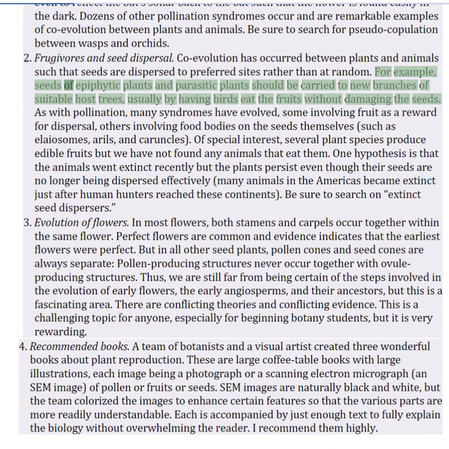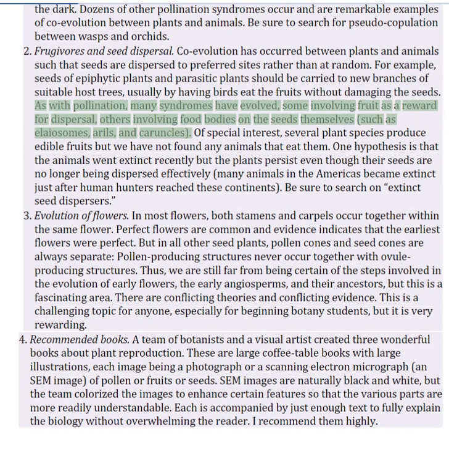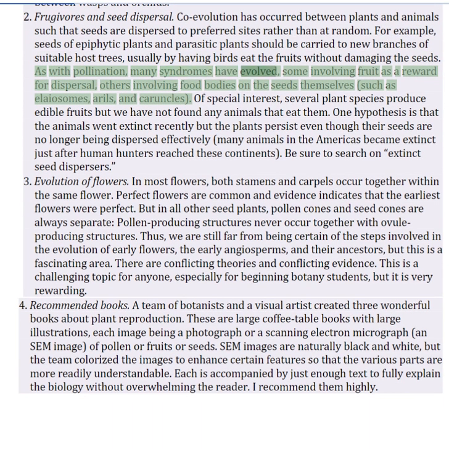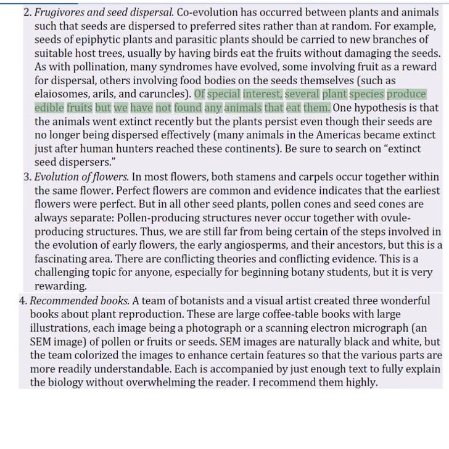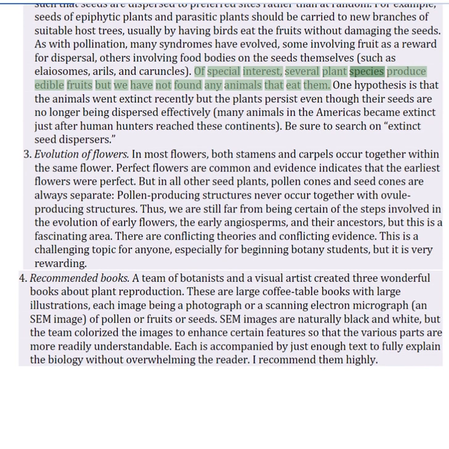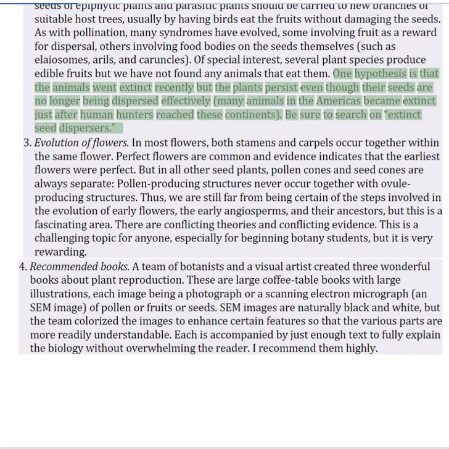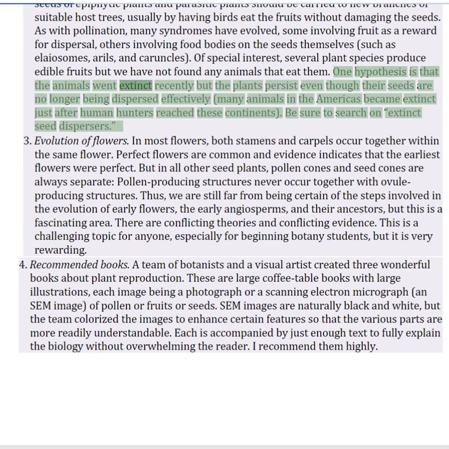For example, seeds of epiphytic plants and parasitic plants should be carried to new branches of suitable host trees, usually by having birds eat the fruits without damaging the seeds. As with pollination, many syndromes have evolved, some involving fruit as a reward for dispersal, others involving food bodies on the seeds themselves. Of special interest, several plant species produce edible fruits, but we have not found any animals that eat them. One hypothesis is that the animals went extinct recently, but the plants persist even though their seeds are no longer being dispersed effectively.